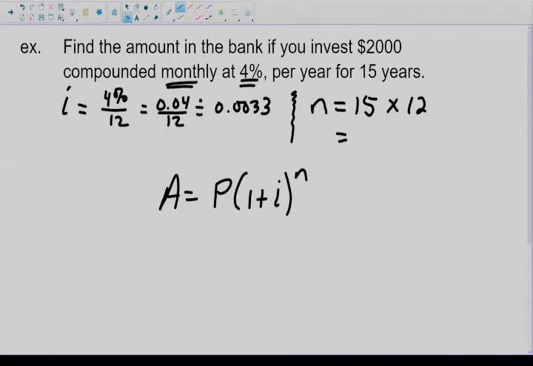Using our calculator, I'm going to do this off screen because it's not a difficult calculation. So 15 times 12 gives 180. That means you're getting 180 interest payments over the life of the loan.